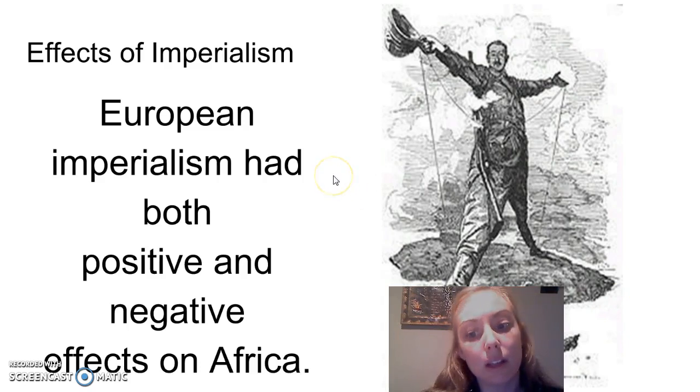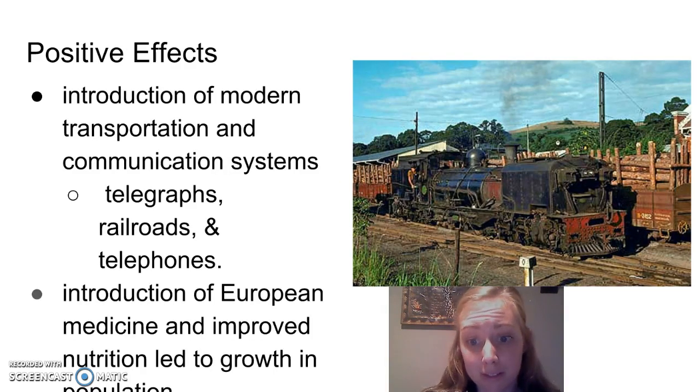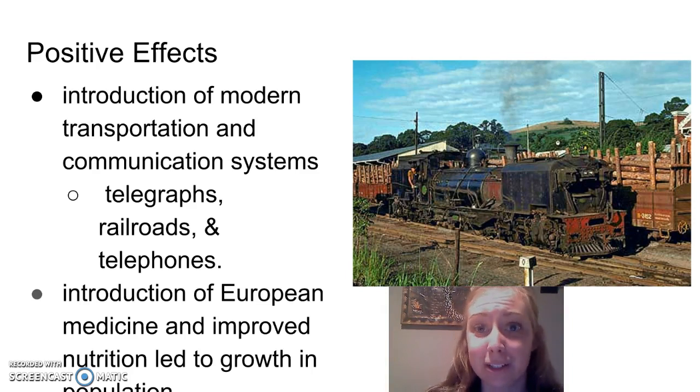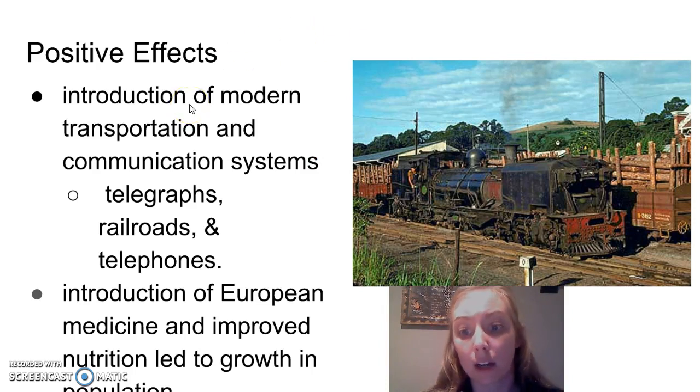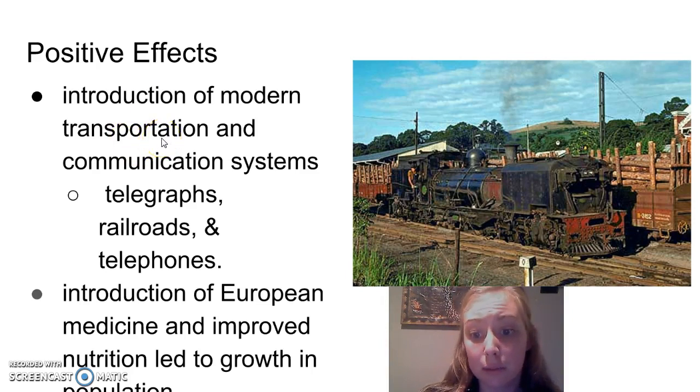Effects of imperialism. This is our last section. European imperialism had both positive and negative effects on Africa. We'll start with the positive. I know it's hard to think of some, but there are some positive effects of imperialism in Africa. One was that we had some modern technologies introduced in Africa, like transportation systems, like the railroad, which made shipping and traveling a lot easier.